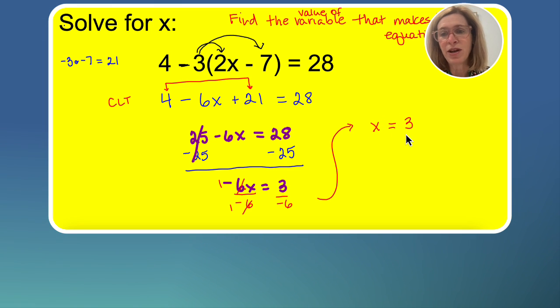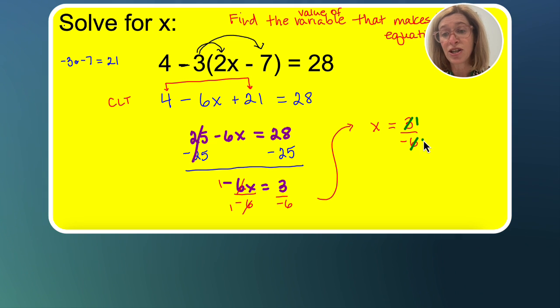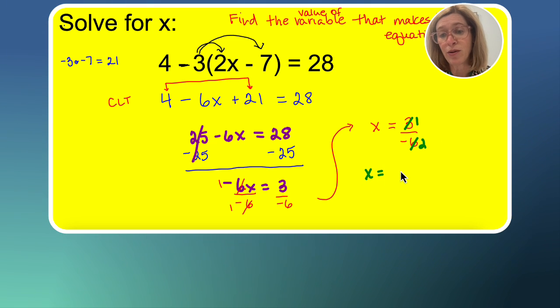Then I have 3 over -6. Always, always, always when we look at our final answer, we do want to simplify it if possible. I know that 3 goes into itself once, and it goes into 6 twice. So my variable that should make the equation true is -1/2.